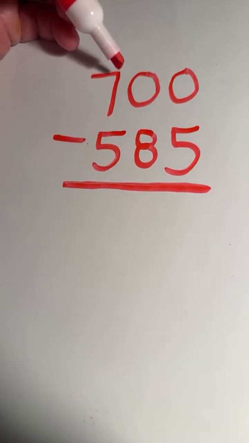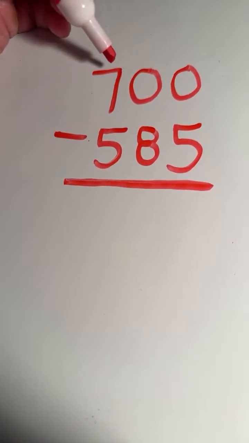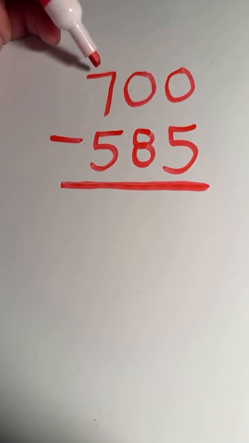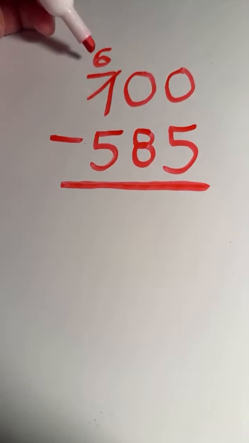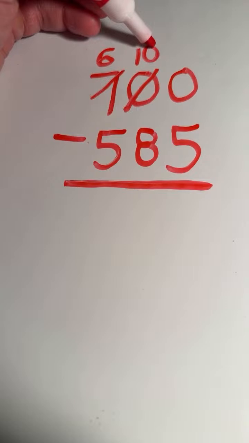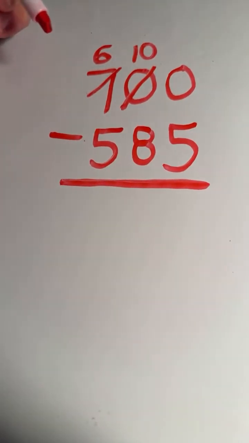We regroup by adding 10 to the area that needs regrouping and then taking away 1. Whenever you need to regroup more than one number, you start going from left to right. So the 7 becomes a 6, we take away 1. Then that 0 becomes a 10. We've added 10 to the area that needed regrouping, and then we took away 1.